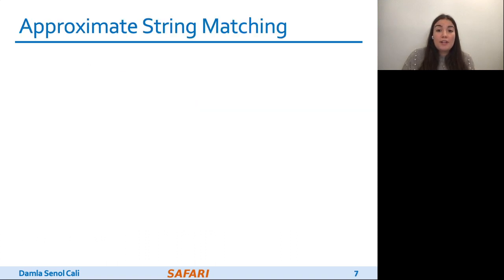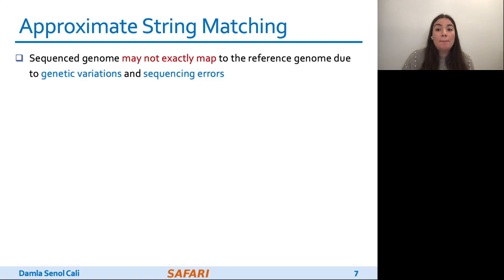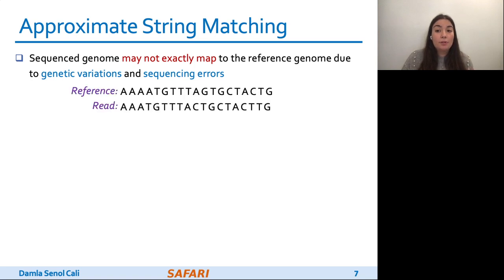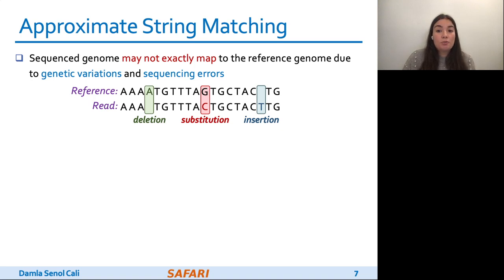As I introduced, read mapping is the first key step in genome sequence analysis. When we are mapping the reads generated from the sequenced genome, they may not exactly map to the reference genome due to genetic variations and sequencing errors. As we can see from this example, these errors and differences, which are also known as edits, can take the form of deletions, substitutions, or insertions. Since multiple steps of read mapping must account for these errors, they must perform approximate string matching.